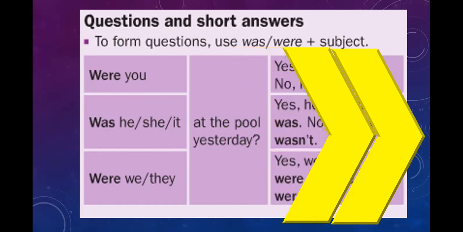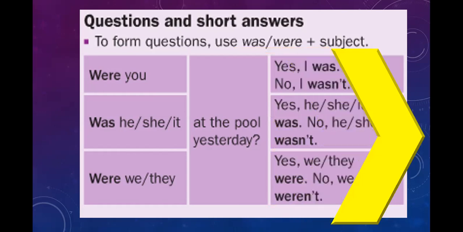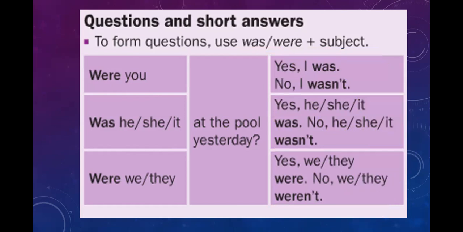Okay. For the answers, these are going to be short answers because we have yes or no questions. Were you at the pool yesterday? Yes, I was, or no, I wasn't. Was he at the pool yesterday? Yes, he was, or no, he wasn't. Was she at the pool yesterday? Yes, she was, or no, she wasn't. We can also say, were they at the pool yesterday? Yes, they were, no, they weren't.